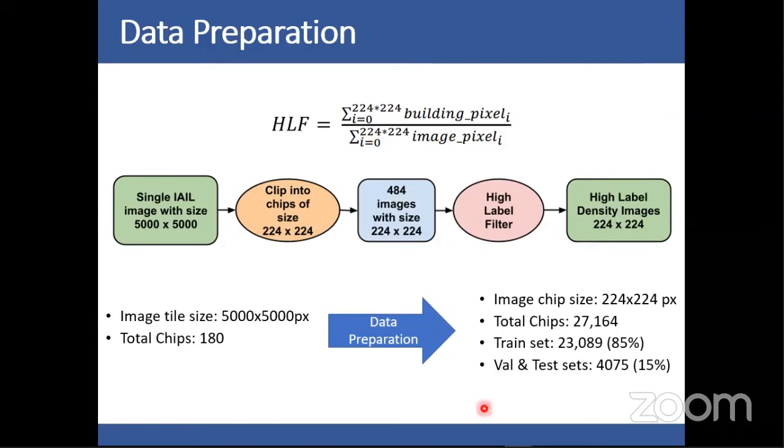So finally, after pre-processing, we have roughly 27,000 chips after the cutting process. Out of that, roughly 23,000 are for training and 4,000 are for testing purposes.